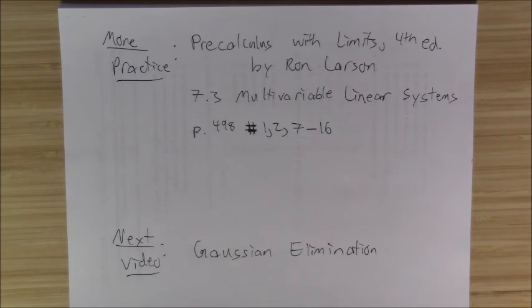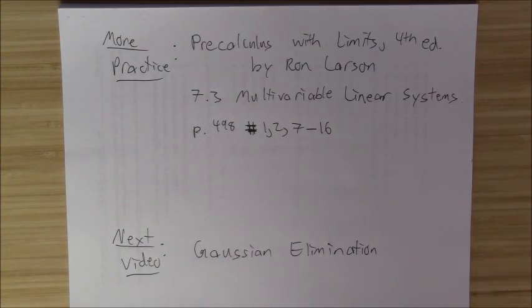For more practice, be sure to look at the textbook, problems number 1, 2, and 7 through 16. In our next video, we're going to talk about how we can always get a system of 2 or more equations into that triangular row echelon form by using Gaussian elimination.